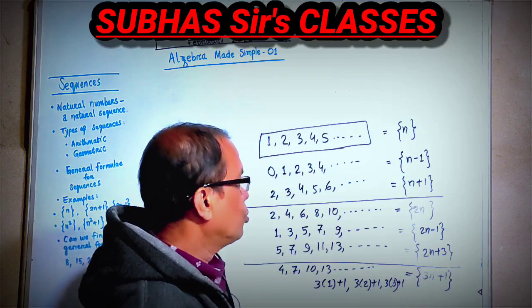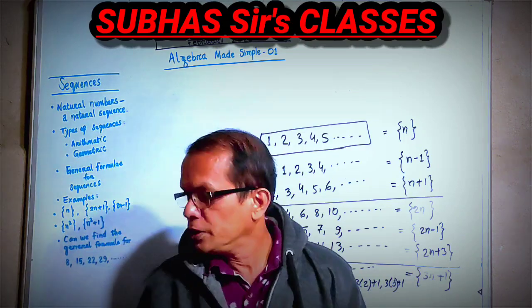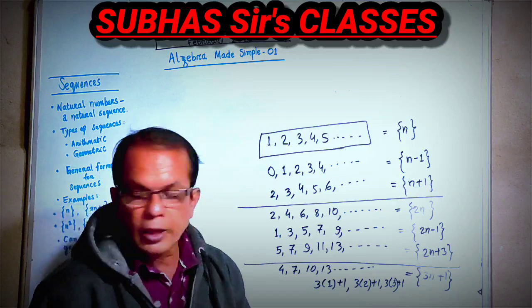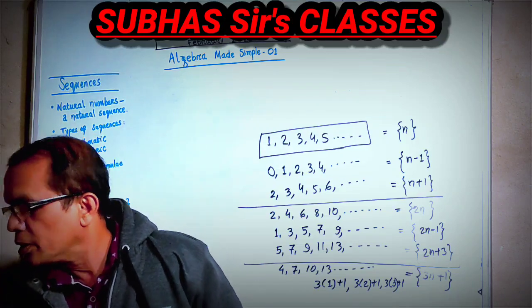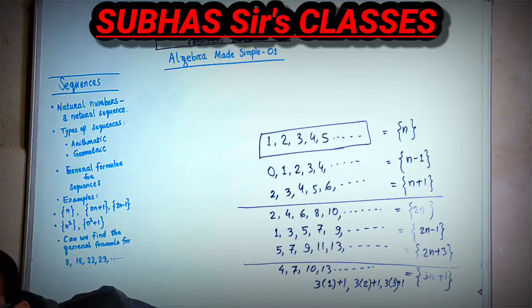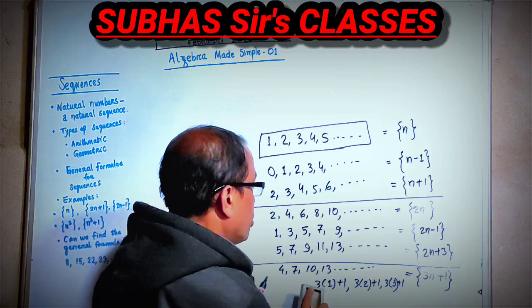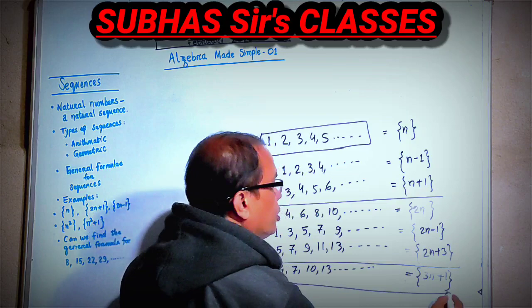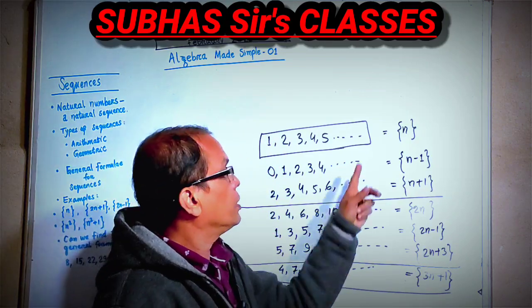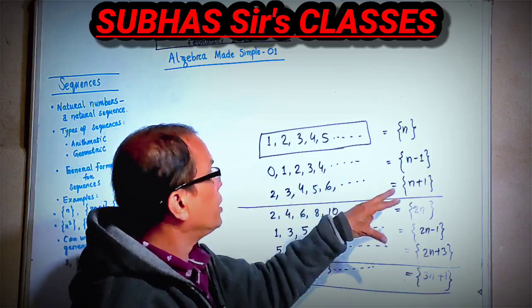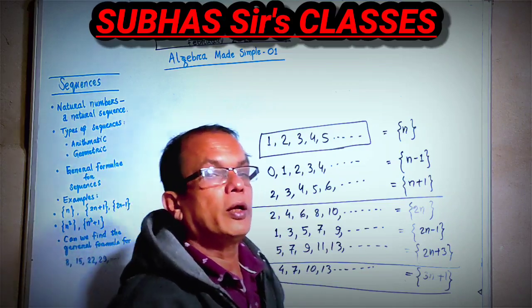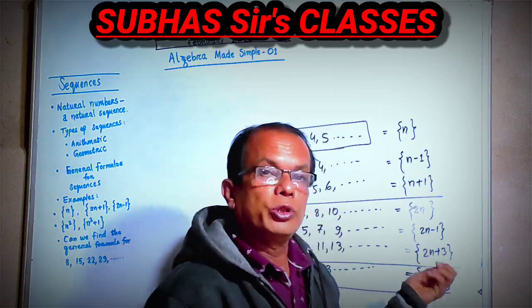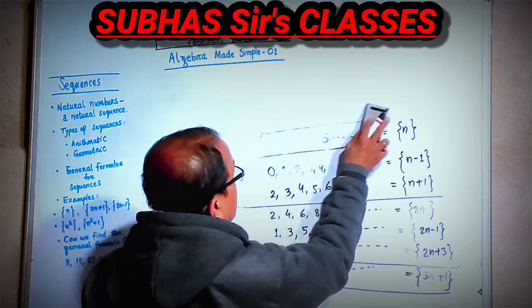So now we conclude that any sequence with a common difference given by a certain natural number will have a general formula. So we can find out different sequences, their general formula. So can it be reversed? Can we find the numbers using the formula? Let us start.